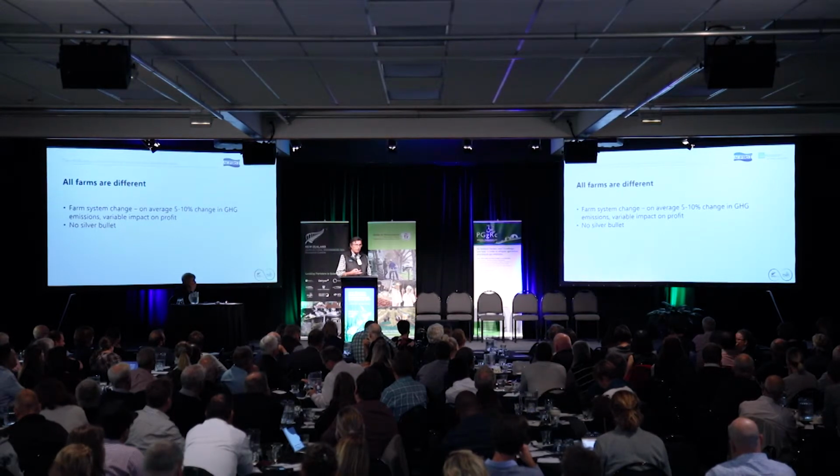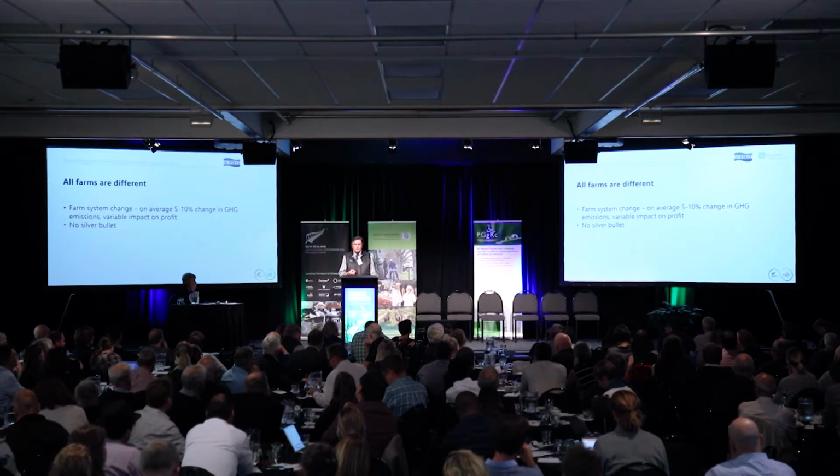The interesting thing is, where I am at, if you like, is I can say, in terms of farm system change, we can probably get between 5 and 10% reduction in greenhouse gases. Sometimes more, sometimes less. The impact on profitability is variable. In some cases, we've improved profitability. In most cases, we've decreased profitability. And the unfortunate thing is we haven't as yet come up with a magic bullet, which I don't think we will.